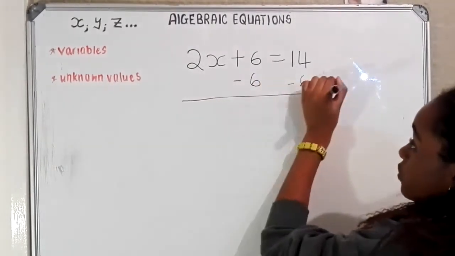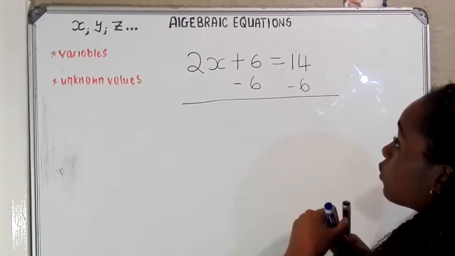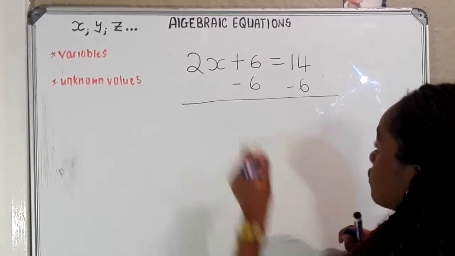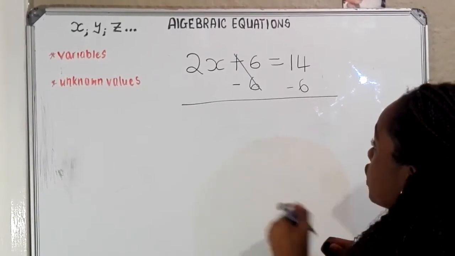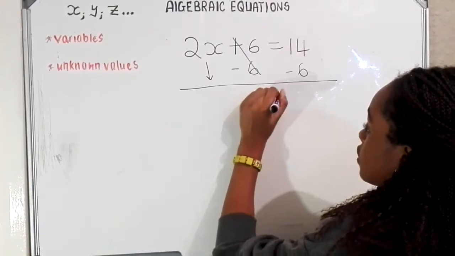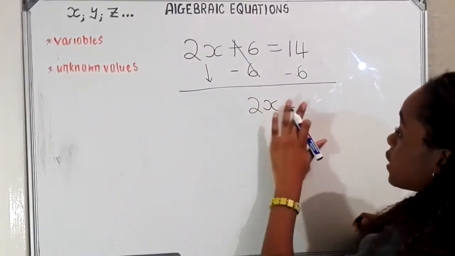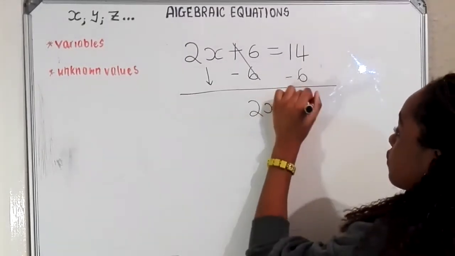So 6 minus 6 will cancel. It will cancel each other. It's just equal to 0, okay? And you'll be left here with 2x is equal to 14 minus 6, which is 8, okay?